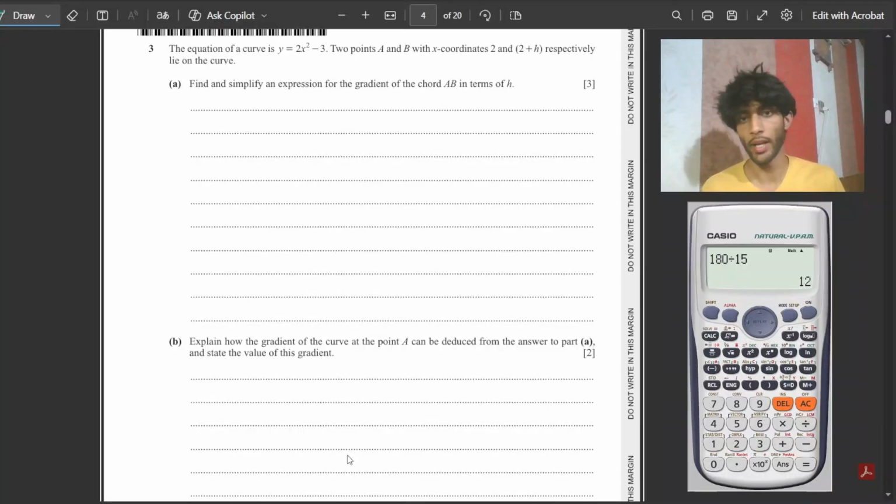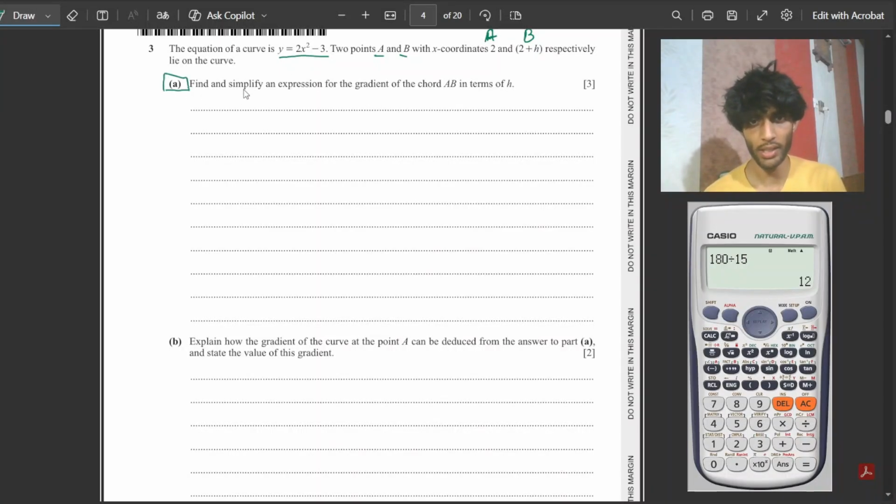We're on question number 3 right now, and it says the equation of a curve is y equals 2x squared minus 3. 2 points, A and B, with x coordinates 2 and 2 plus h respectively, lie on the curve. So basically, they give us this curve. It's a parabola because it has x squared. And then there are 2 points, A and B. A has the x coordinate 2, and B has the x coordinate 2 plus h. Nothing too fancy over there.